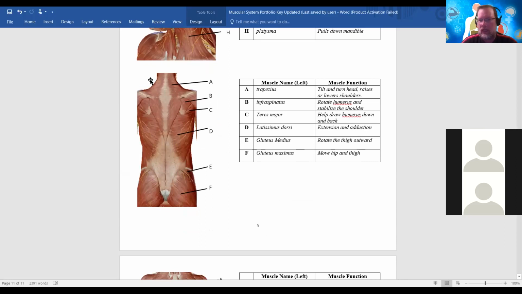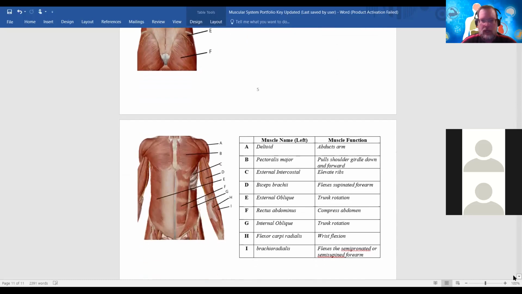Trapezius is next, the big kite-shaped or diamond-shaped muscle of the shoulders and middle back. And then letter B is pointing to the infraspinatus. Letter C is the teres major. And then D is the big middle lower back muscle we call the latissimus dorsi. And then letter E and letter F are pointing to two of the three gluteal muscles we see: the gluteus medius, off toward the hip side or the lateral aspect, and then the more posterior gluteus maximus.